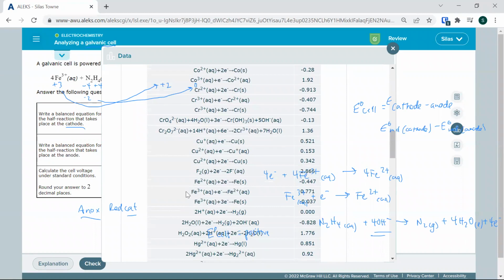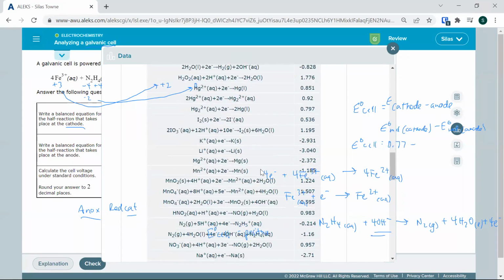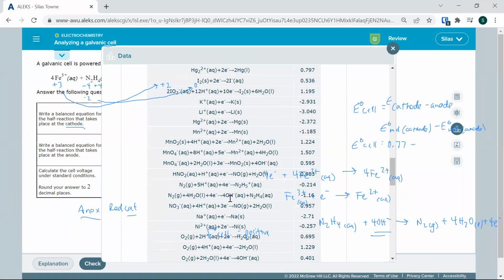Okay, so here's our iron. Now make sure you get the right one. I'm doing this one here where I'm only gaining 1 electron, so 0.77. So E cell equals, that's my cathode, minus, and here's my other one. Now notice it's backwards, but that's because it's listed as a reduction, and we're still going to use this number as is.